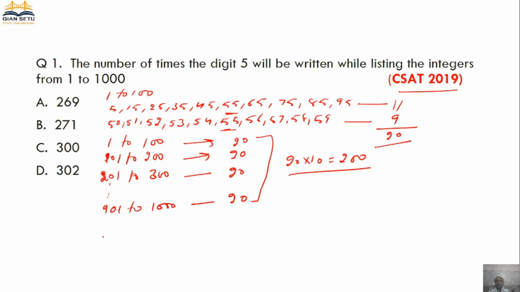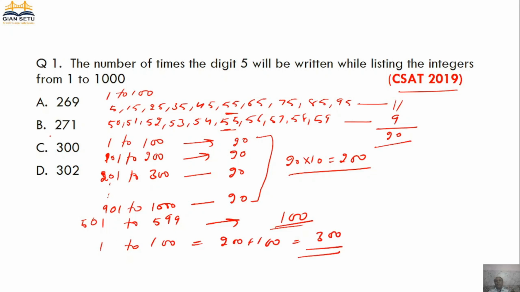But there are some more numbers in which digit 5 will appear at hundreds place, and these numbers are 501 to 599, and again these are 100 numbers. So digit 5 appears 100 times from 501 to 599. So in total, digit 5 appeared from 1 to 1000, that is 200 plus 100, it is 300. So the right answer is C here.